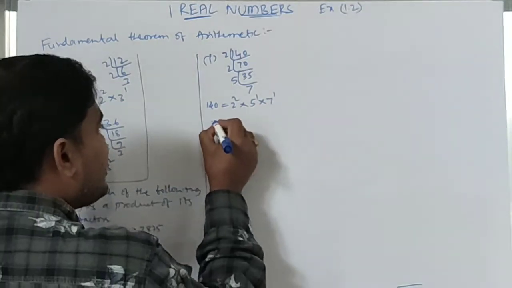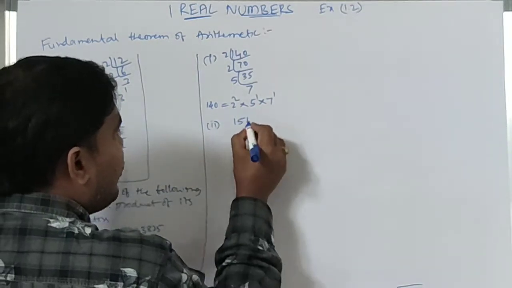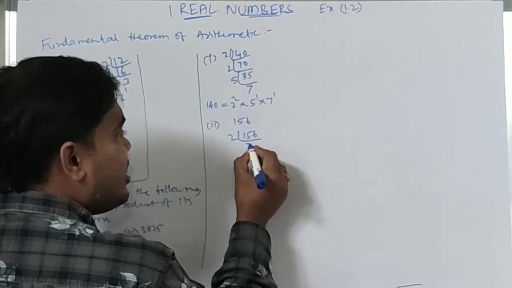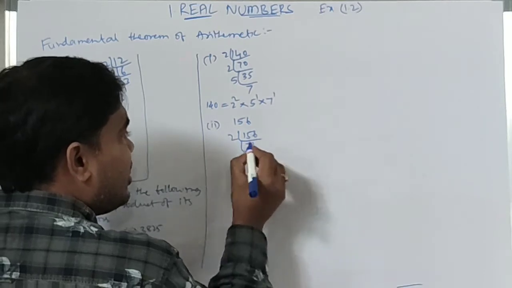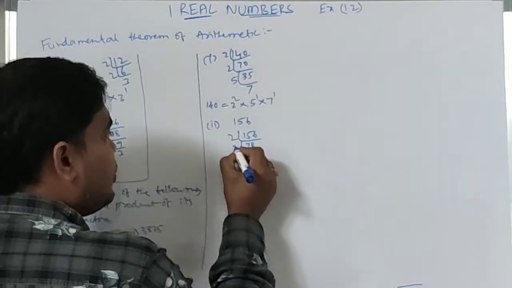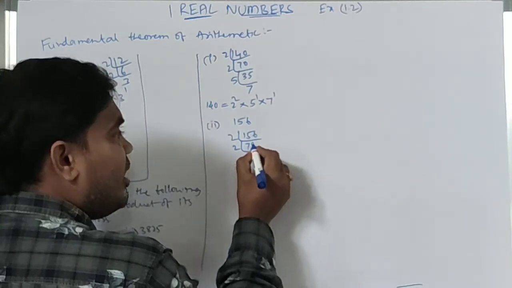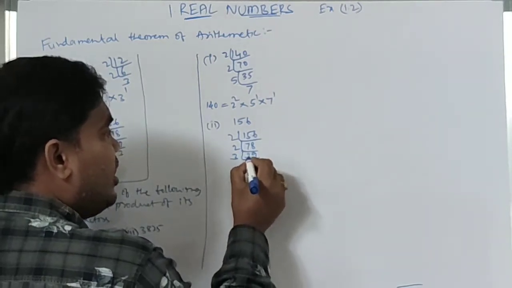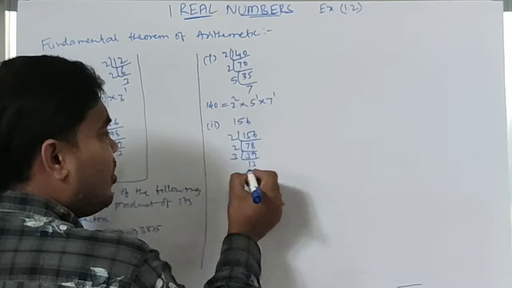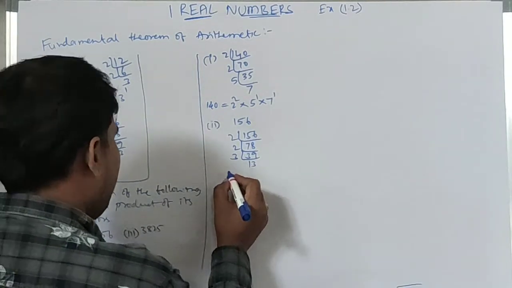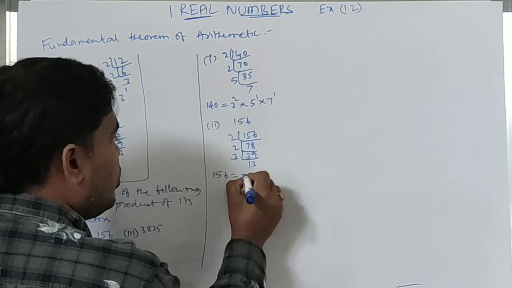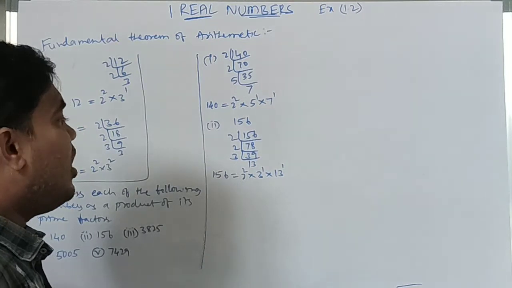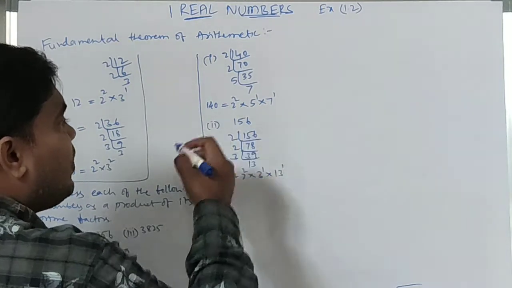Next, second, 156. I am taking 156. 2 into 78 is 156, 2 into 39 is 78, 3 into 13 is 39. Now 13 is a prime number, we can't divide further. 156 equals 2 square into 3 power 1 into 13 power 1. So this is the unique representation of the prime factorization of 156.